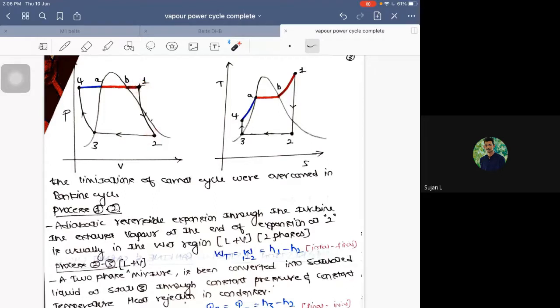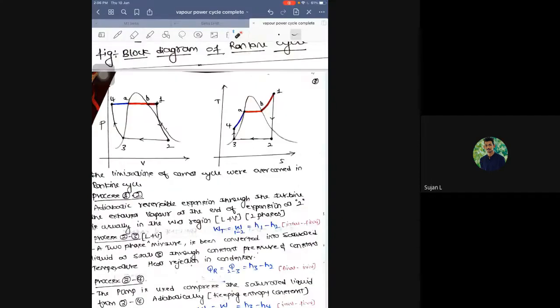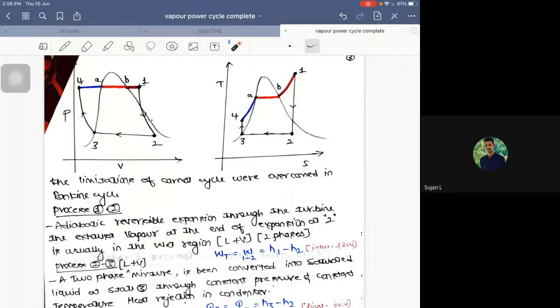How will you calculate the turbine work output? One way you have already learned is m Cp delta T, in the previous chapter. Now, from now on, you have to use the value of enthalpy. For work, is it initial minus final, or final minus initial? Initial minus final. That means in the turbine, it is moving from state 1 to state 2. So initial is state 1, final is state 2.